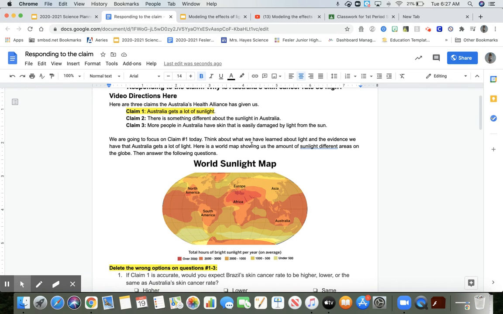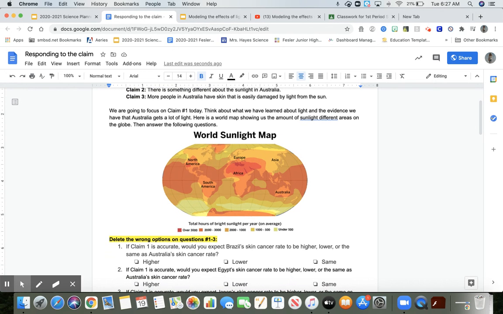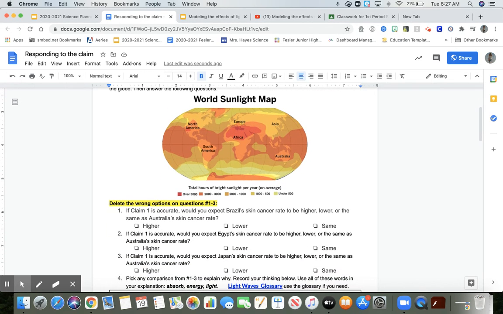So think about what we have learned about light and the evidence we have that Australia gets a lot of light. Here is a world map that shows the amount of sunlight at different areas on the globe. Then answer the following questions. So we can see the darker color means the total hours of bright sunlight per year. So if it's real dark, like this reddish color, then they have the most sunlight hours. And then the real light color, they have the least sunlight hours.